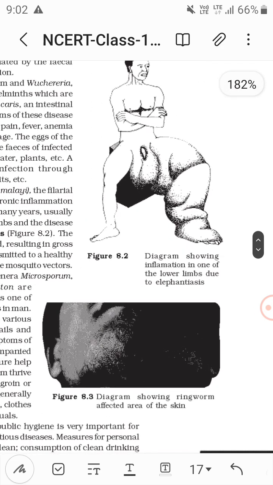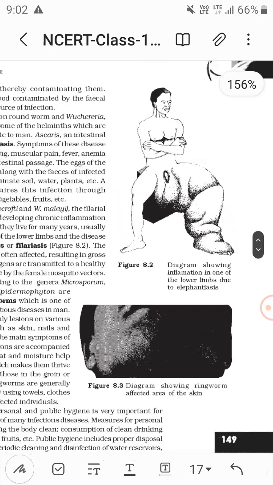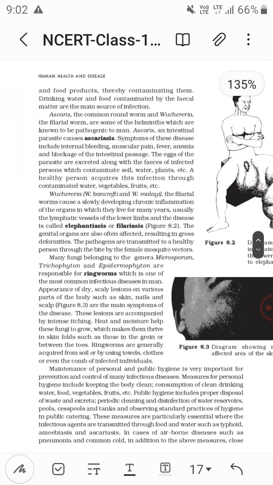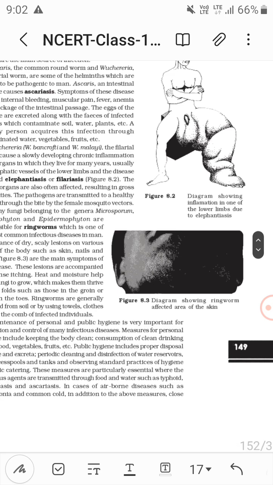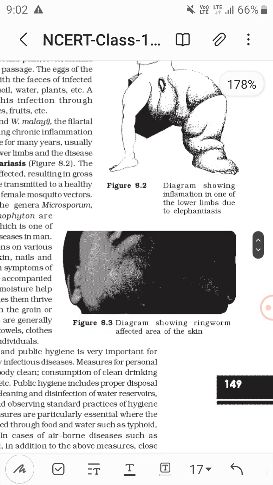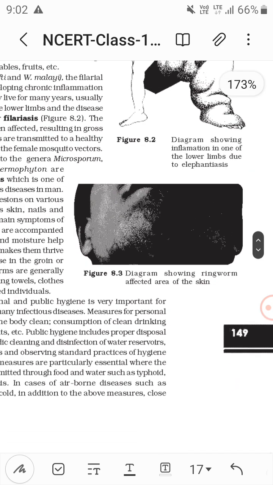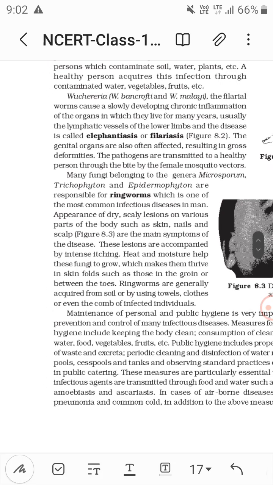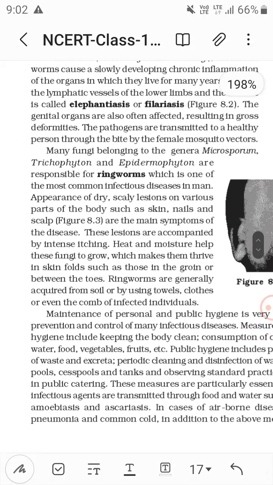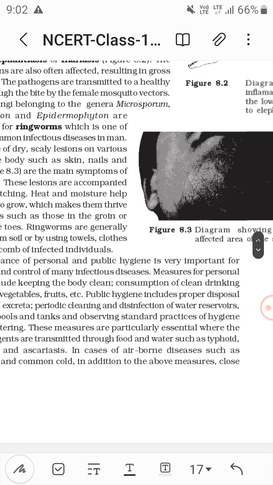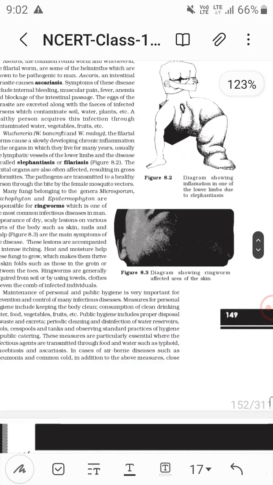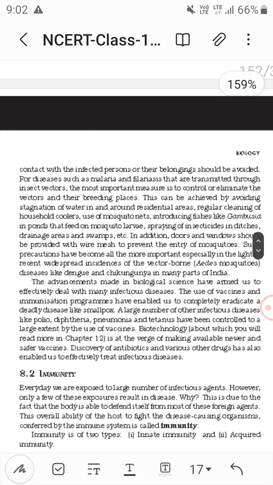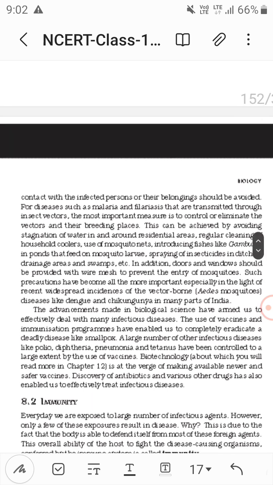So the diagram shows inflammation in one of the lower limbs due to elephantiasis. Now elephantiasis or filariasis is caused by Wuchereria bancrofti and Wuchereria malayi. Now the diagram showing ringworms, the affected area of the skin. Ringworms are caused by many fungi belonging to the genera Microsporum, Trichophyton and Epidermophyton. Here is the Gambusia fish, used for mosquito larvae.